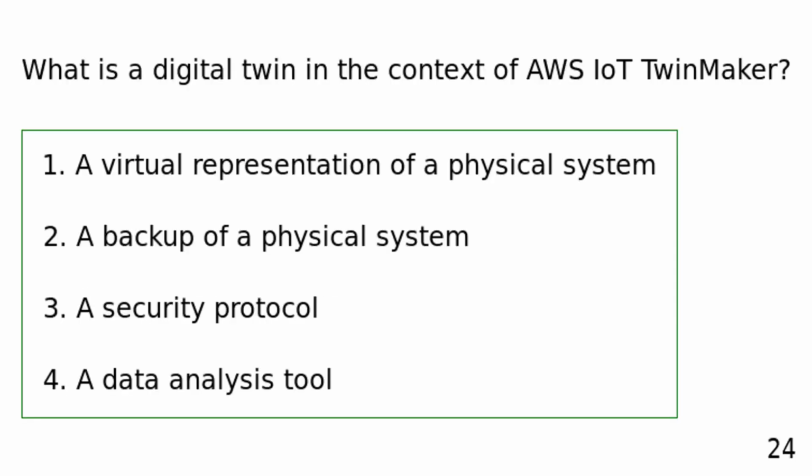What is a digital twin in the context of AWS IoT TwinMaker? A virtual representation of a physical system. A backup of a physical system. A security protocol. A data analysis tool.